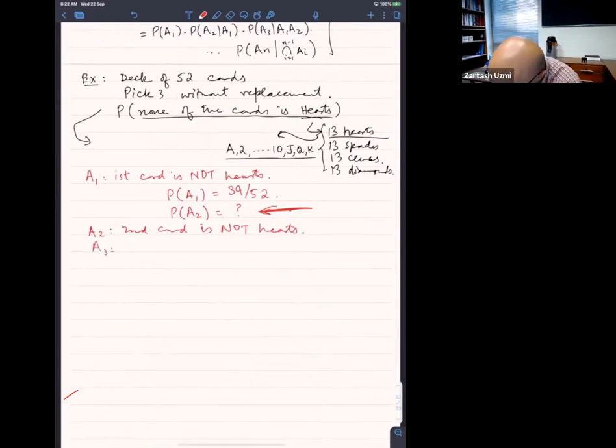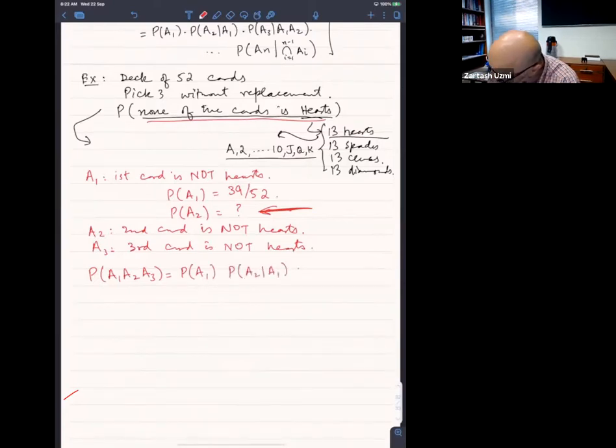Define A3 as the event that the third card is also not hearts. So what we are asked is the probability that none of the cards is a heart, which is the probability of A1, A2, A3. By the multiplication rule, this is the probability of A1, times the probability of A2 given A1, times the probability of A3 given A1 and A2, when both A1 and A2 occur. So the probability of A1 is equal to 39/52, as someone mentioned earlier, times the probability of A2 given A1.